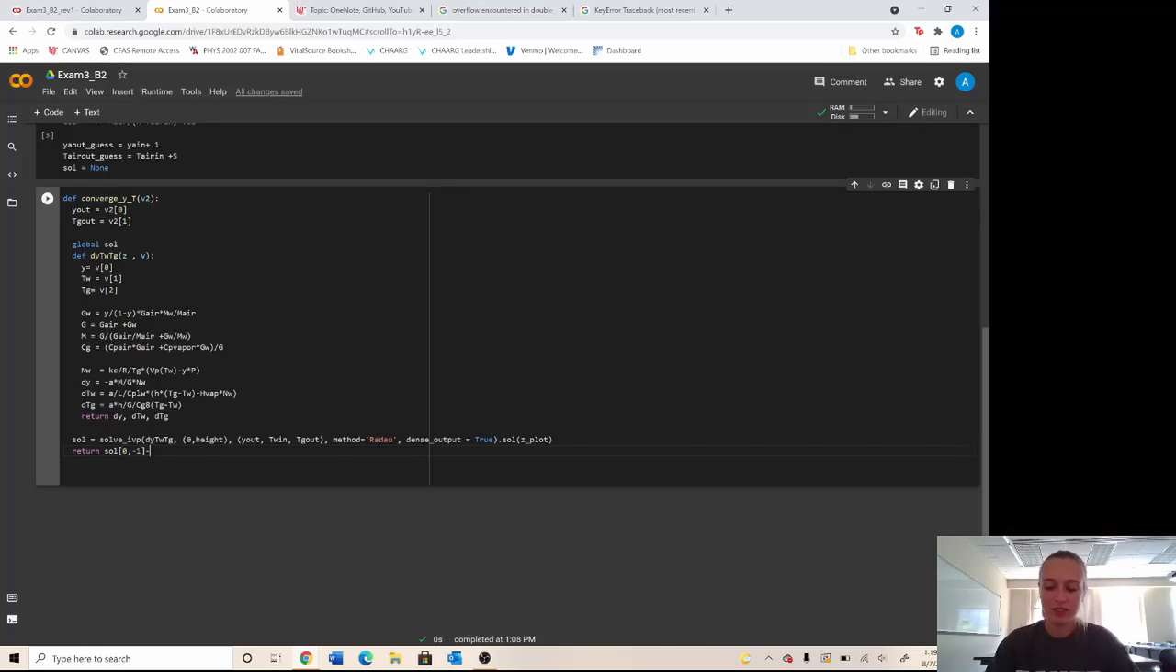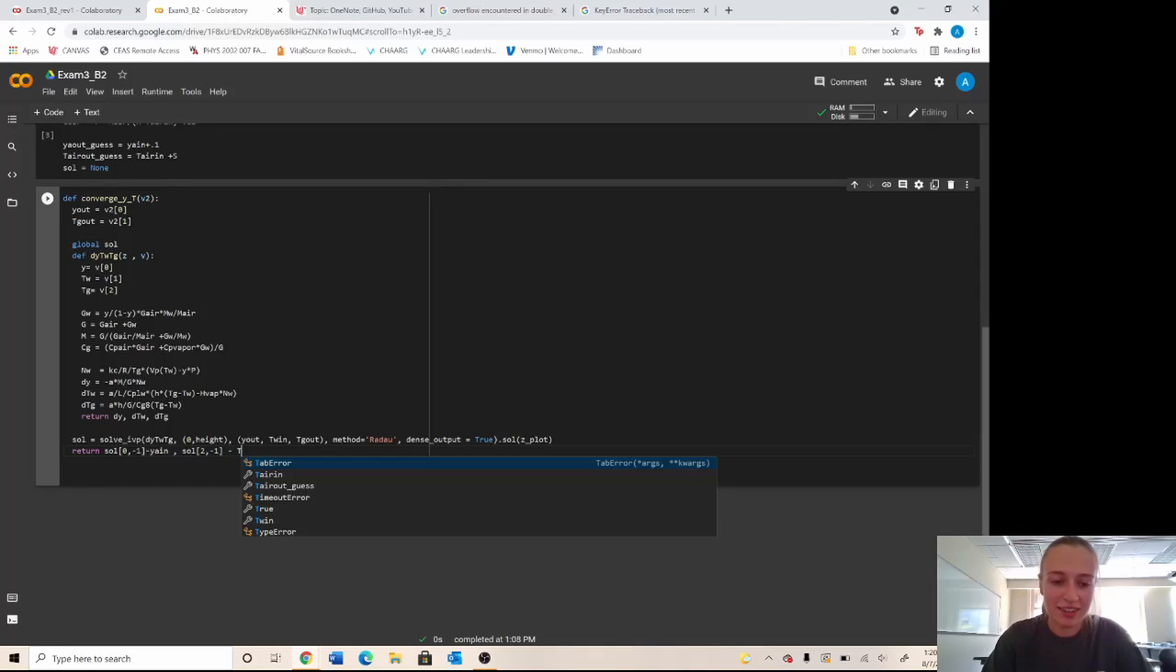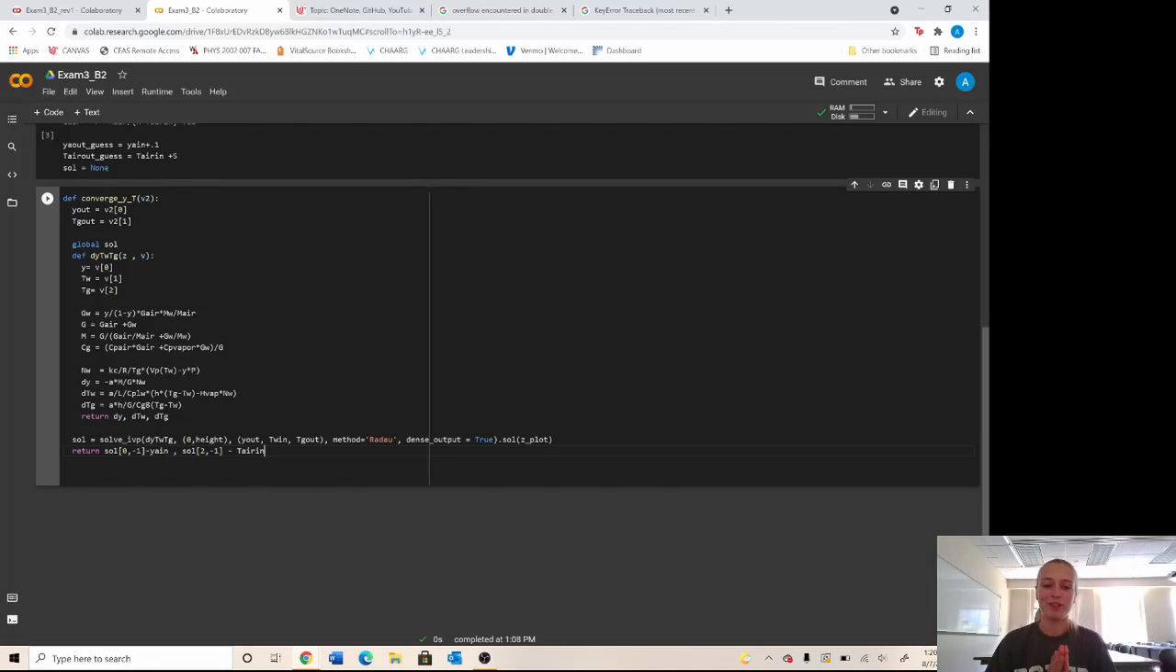And then we want to subtract the mole fraction of the air coming in. So this will give us the difference between the mole fraction of the air coming in and the air going out. So this will give us how much the mole fraction has changed with time. And then for the second, we want to do the solution at 2, which is the temperature of the gas. And then we want to subtract the temperature of the air going in, and this will give us how much the temperature of the gas has changed throughout the entire column.